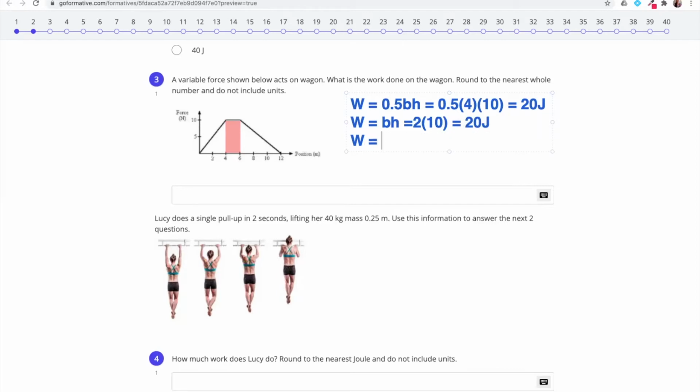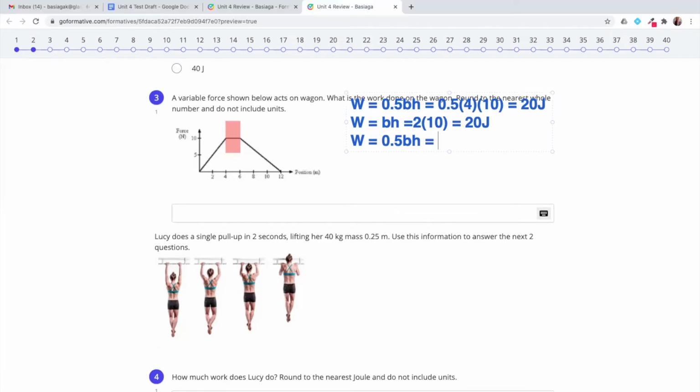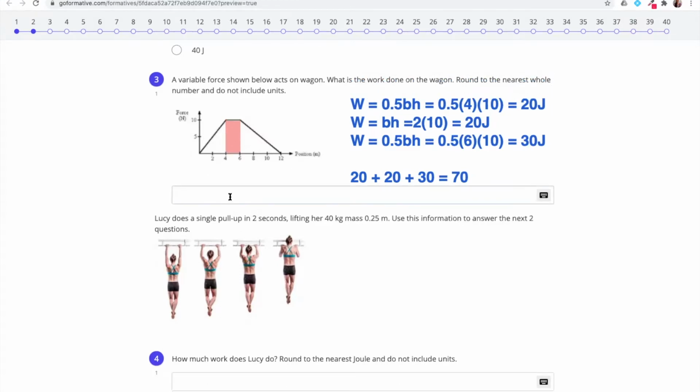Finally, in the last section, that's a triangle. Its base is not 12. Its base is 6, and its height is 10. So that's 0.5 times 6 times 10, or 30 joules. All in all, this adds up to a total of 20 plus 20 plus 30, or 70 joules. So I'm going to type in here 70, and with the 70, you don't need to put positive or negative. You don't need to put units because as a calculation problem, it's actually just checking how close this number is to the one that I'm expecting.